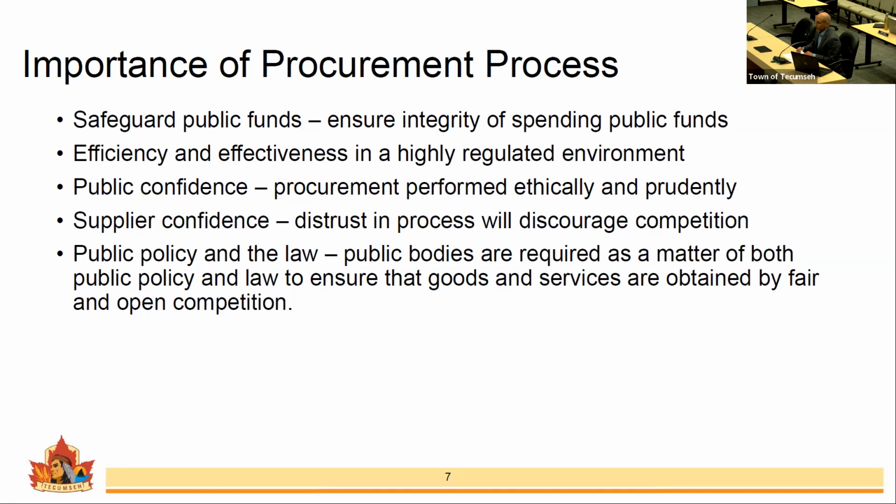And public policy and law. So public bodies are required as a matter of both public policy and law to ensure that goods and services are obtained by fair and open competition.